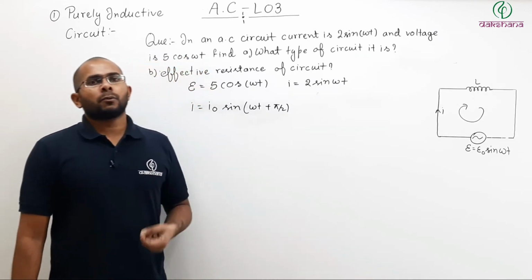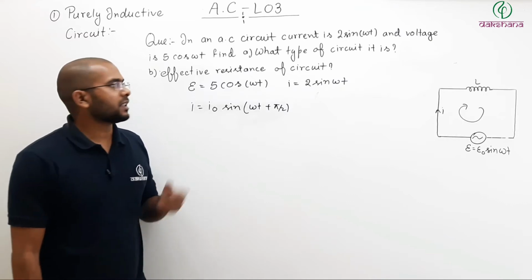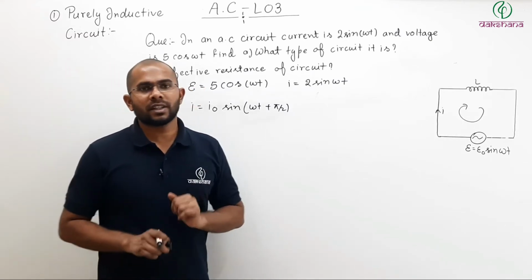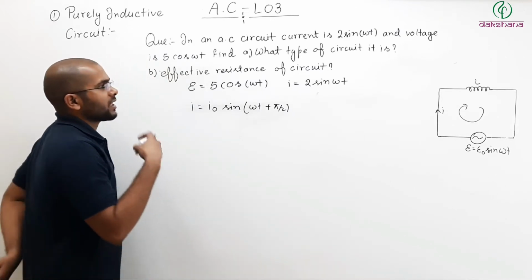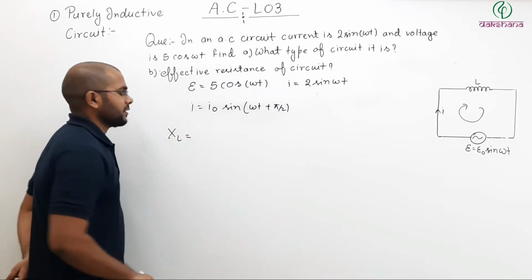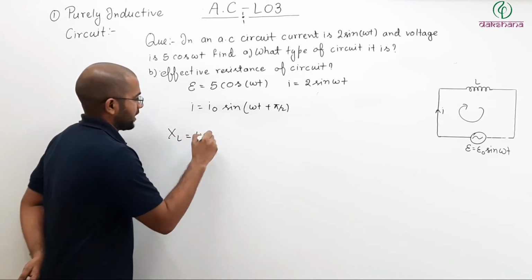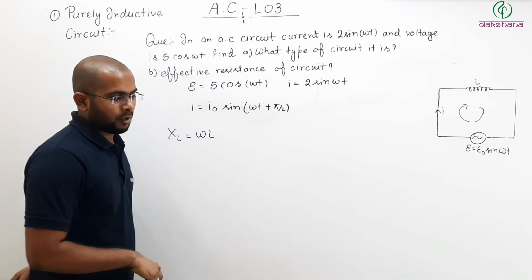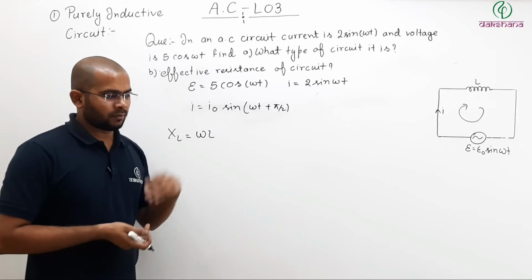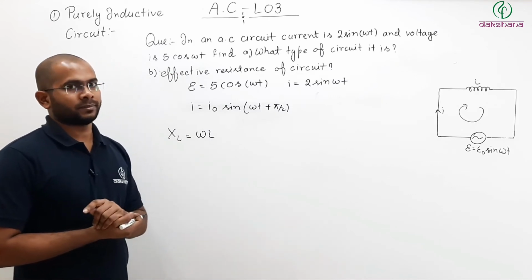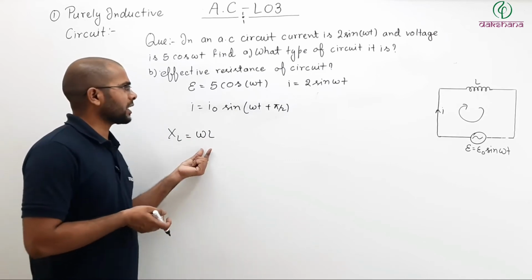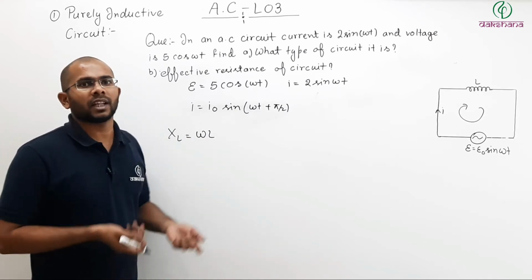Now that we know what kind of circuit it is, let us try to find what is the effective resistance of the circuit. In case of purely inductive circuit, effective resistance XL is written as omega times L. So what is omega in here? Omega is not given, so we will write it as omega. But you know omega times L, that is okay. Omega is not given, L is also not given. Where is L given? L is not given.